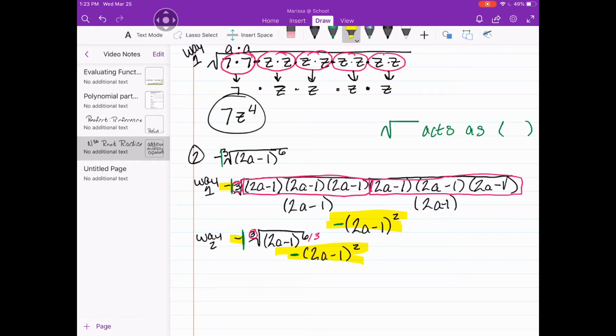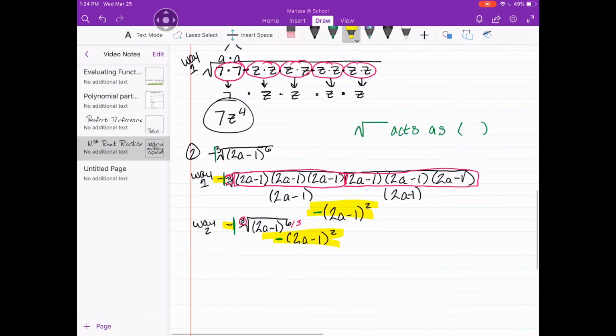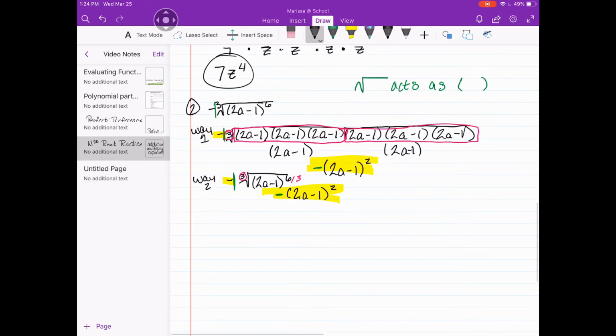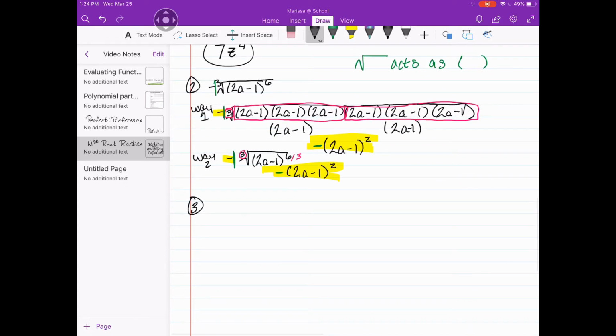We're going to go ahead and do one more example with you. All right, so this one is just going to be a plain old number. So I'm going to have the square root of 81. Remember, if I don't have a number on the outside, I'm just going to assume that that is a 2.